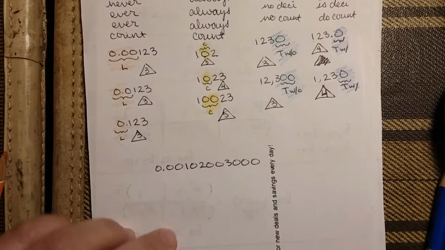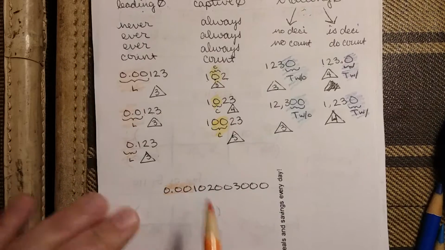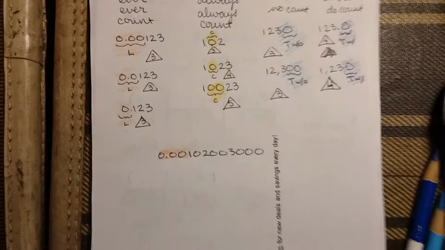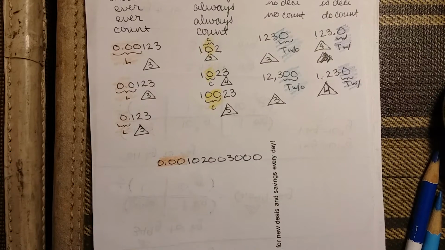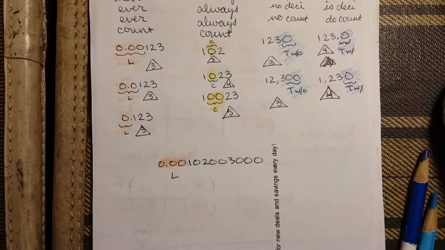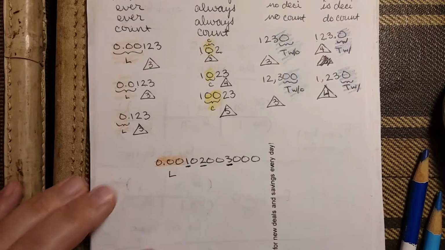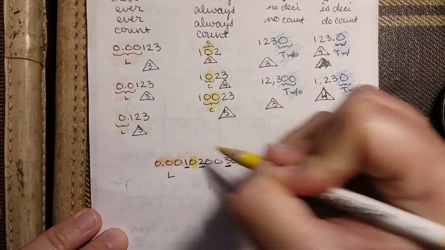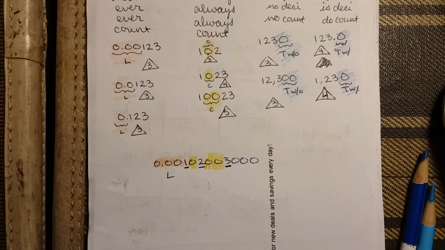So then we've got this problem right here in which I tried to mix things up. Well, these guys, sorry, I just scooted my thing here and made a mess. All right, so these guys are leading, so they do not count. And then we know that this one counts, and this one counts, and this one counts because they aren't zeros. This one is captive, and these two are captive, so they do count.